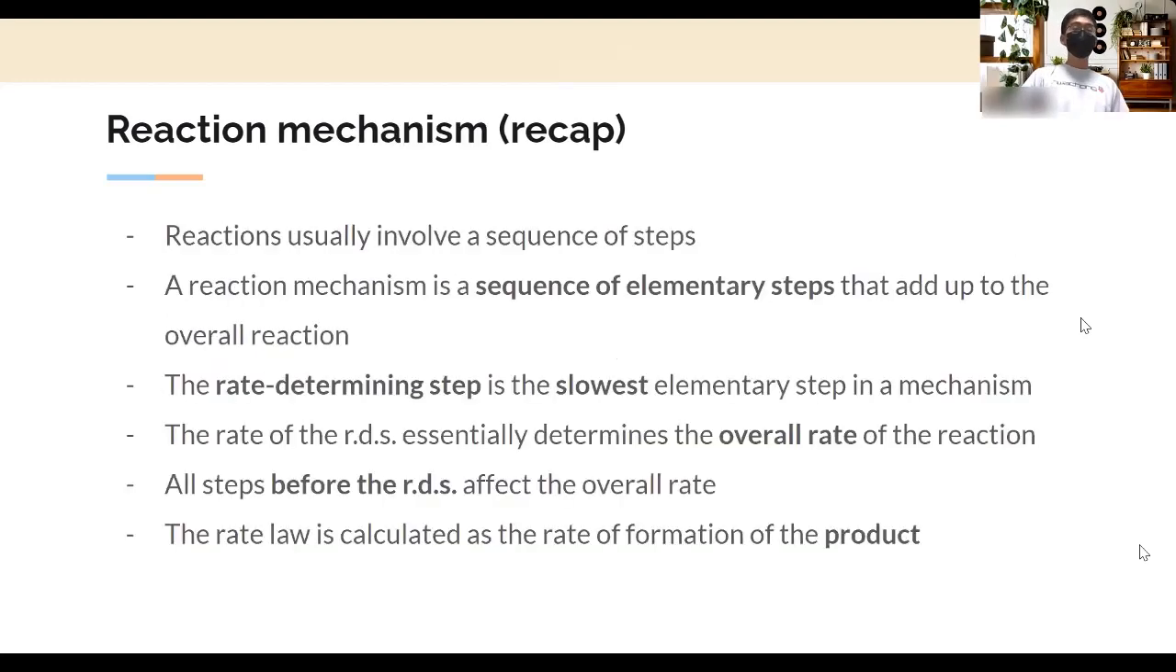Okay, so what is a reaction mechanism? A reaction usually is not completed in just one step, so it's a sequence of steps. A reaction mechanism is a sequence of elementary steps that add up to the overall reaction. The rate determining step is the slowest elementary step of them all, and the rate of this step determines the overall rate of reaction. All steps before this step will affect the overall rate. The rate law can be calculated as the rate of formation of the product.